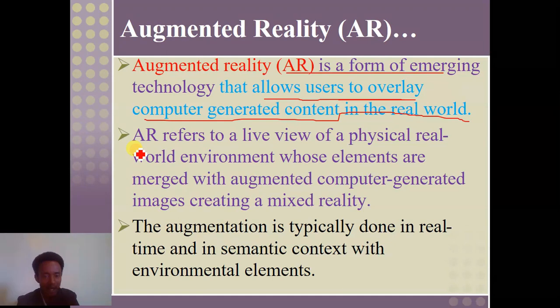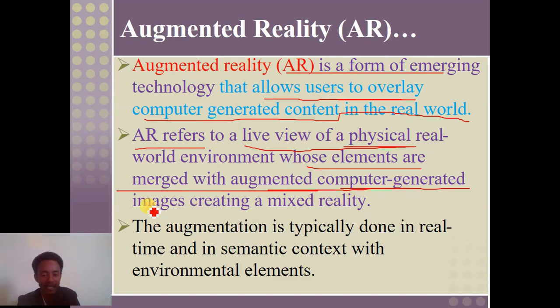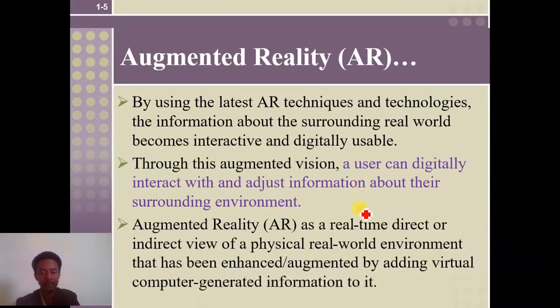So augmented reality refers to a live view of the physical real-world environment whose elements are merged and augmented by computer-generated images, creating mixed reality. The augmentation is typically done in real time and in semantic context with environmental elements.